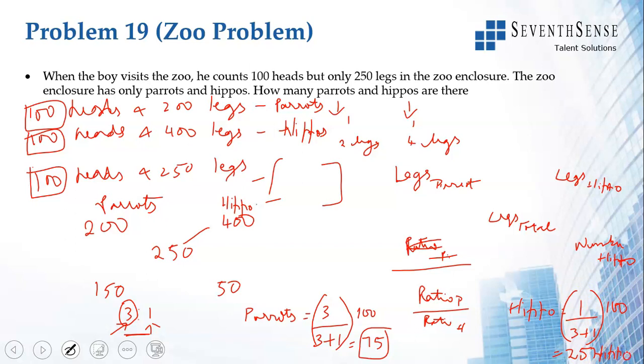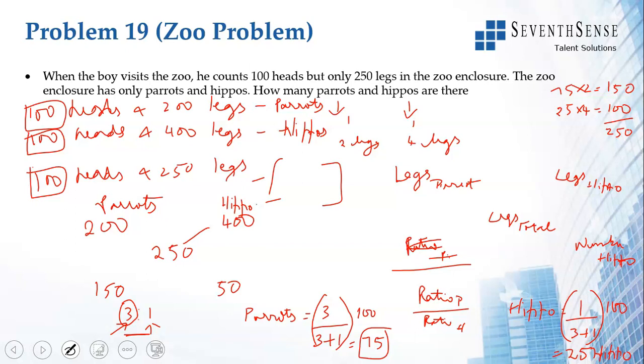Now let's see, for 75 parrots and 25 hippos, we get 100 heads. Let us see how many legs we get, to verify. So 75 parrots will give me 75 into 2 legs, which is 150. And 25 hippos will give me 25 into 4 legs, which is 100. And I get 250 legs. Hence, verified. So the number of parrots is 75.